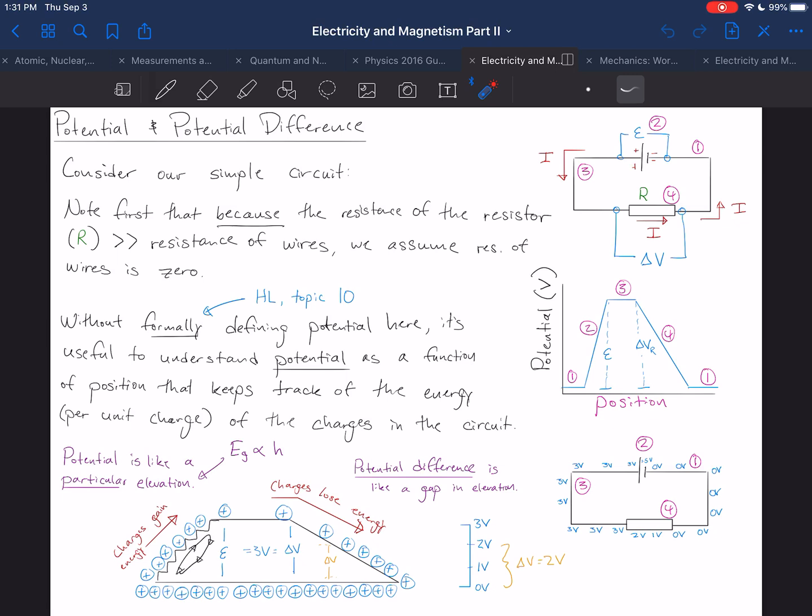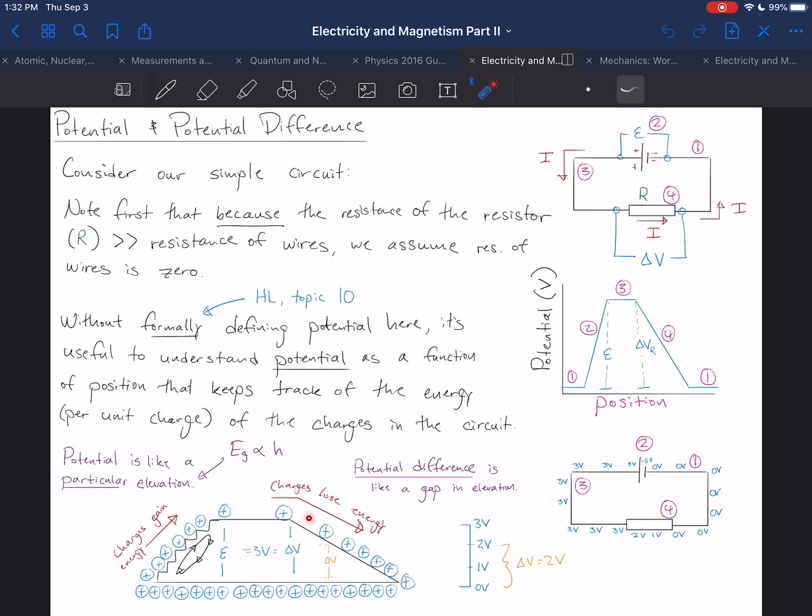The difference between potential and potential difference is that potential is a particular elevation at any point, and potential difference is the gap in the elevation. So the EMF is the gap between where the charges are at the start and where the charges end up. It's the amount of energy per unit charge given to every coulomb. And then they lose that exact same amount of energy when they go through the resistor.